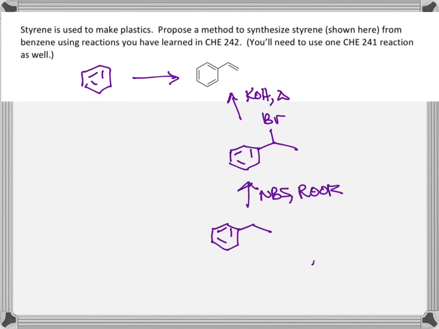NBS with peroxide from ethylbenzene is a good way to put a bromine in the benzylic position. Now we need to make ethylbenzene from benzene. We can do that with Friedel-Crafts alkylation. We put the ethyl group on with aluminum chloride. And now we're done.